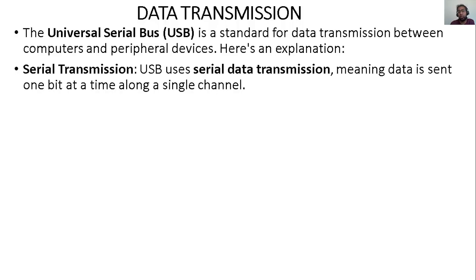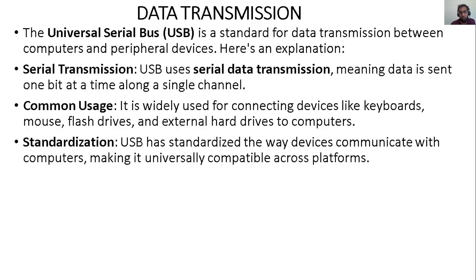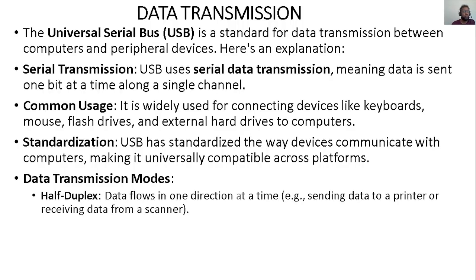Serial transmission: USB uses serial transmission, meaning data is sent one bit at a time along a single channel. Common usage: it is widely used for connecting devices like keyboards. Standardization: USB has a standardized way of communicating with computers, making it universally compatible across all platforms. Almost all computers have USB ports, though nowadays Type C is trying to take over, but still the USB cable is used a lot.